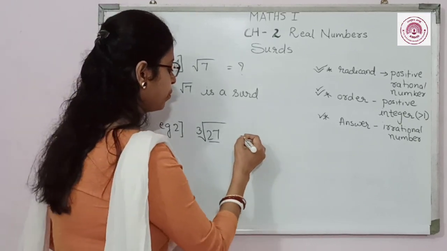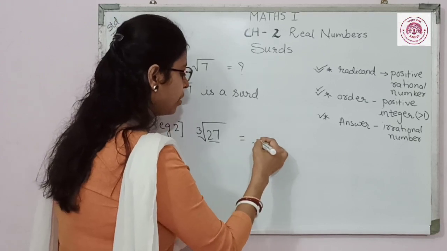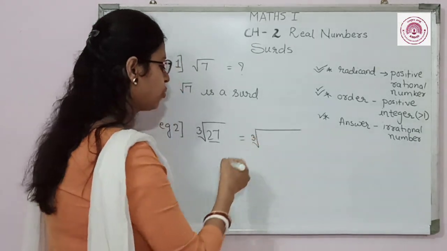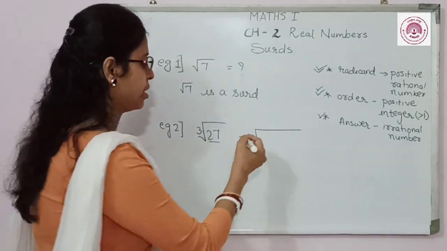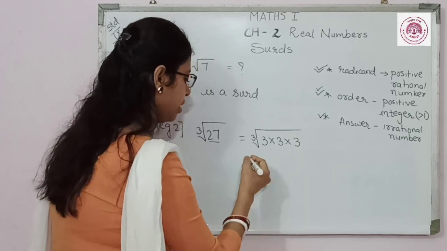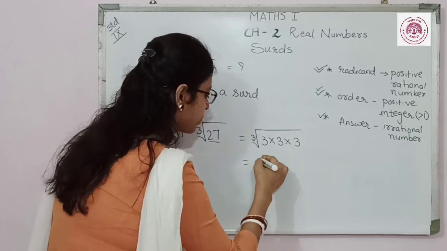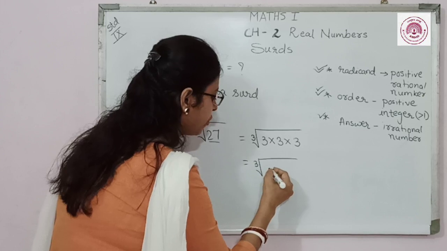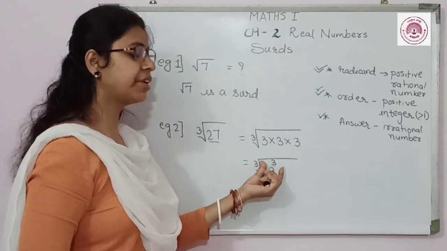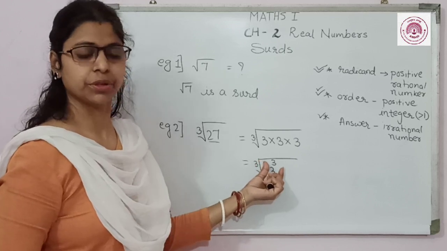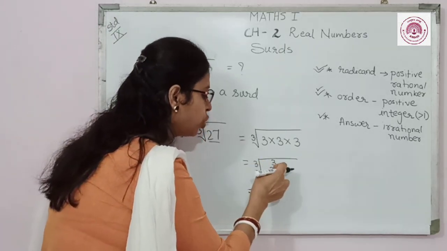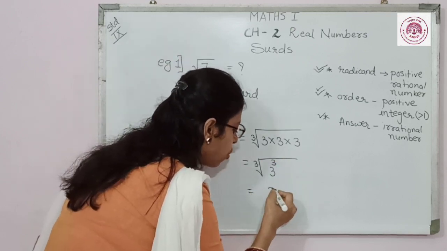Okay, now to find out its value, we can find the prime factors of 27. So what are the prime factors of 27? 3 multiplied by 3 multiplied by 3, which is nothing but cube root of 3 cube. Now we know cube root and cube cancel each other. Okay, so what is its value then? This cube root and cube will be cancelled and we'll get only 3.